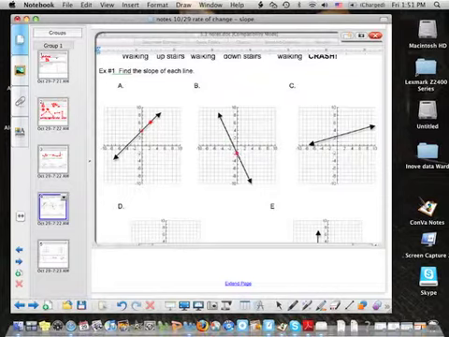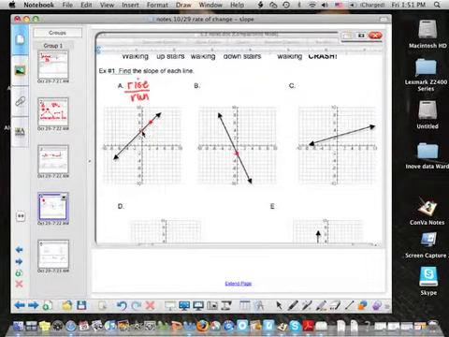Let's see. Well, let me start out here with the first one on letter A. Letter A, we've got 2 points. So if you're going to count your rise over run, basically you can start with either dot, top or bottom, and just do the counting.